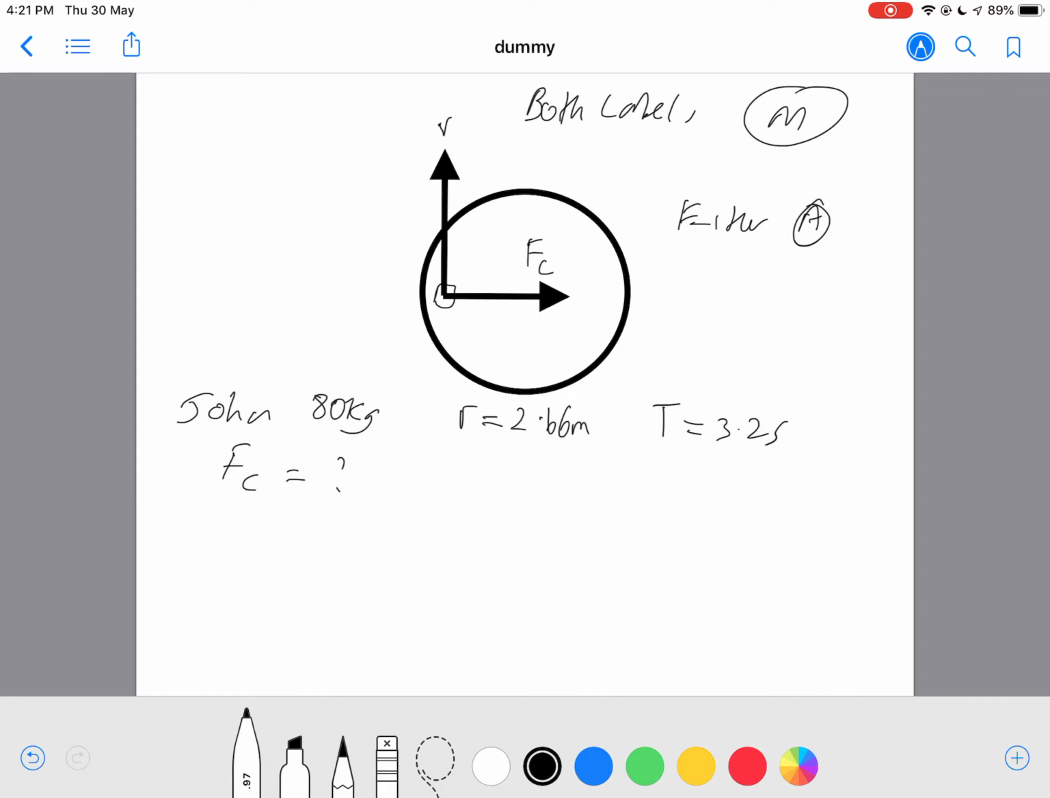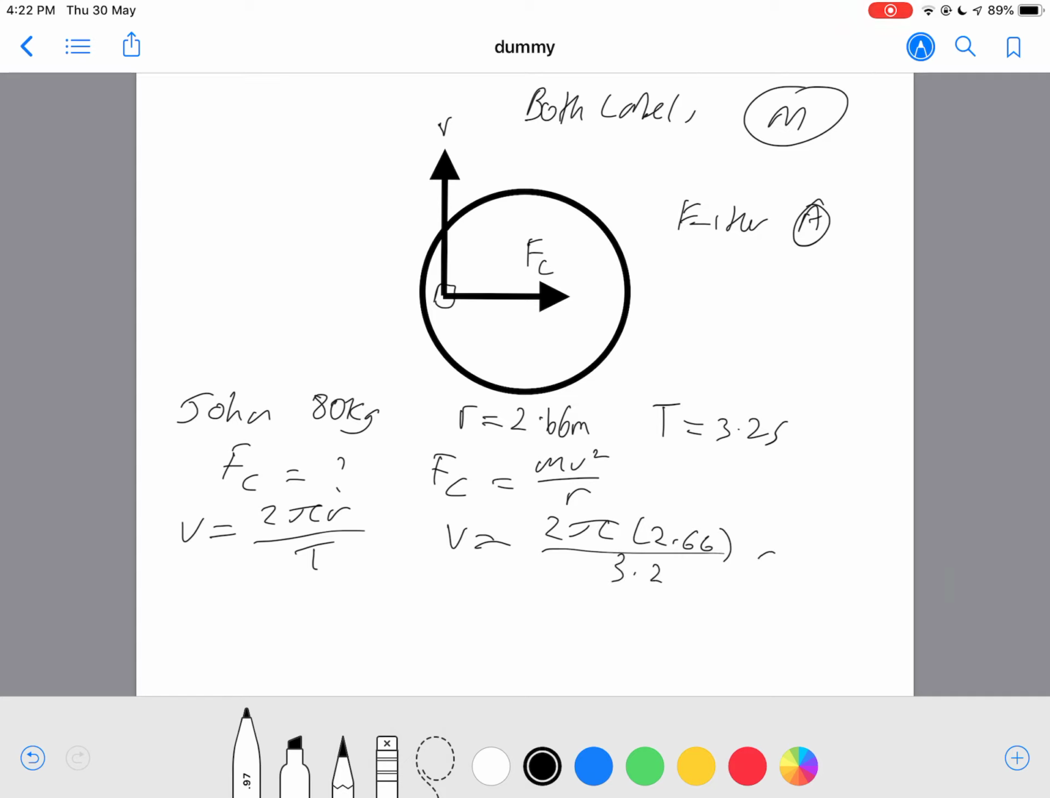So in this question, the first thing you have to do is find the speed. FC equals mv squared divided by r. You actually don't know what the velocity is, so you have to find the velocity first. You know velocity equals 2 pi r over T, and you know that r is 2.66 and T is 3.2, and 2 pi is a constant, so you'll be able to work it out. So v equals 2 pi times 2.66 divided by 3.2. You plug that into a calculator, you should get v equals 5.22 meters per second.